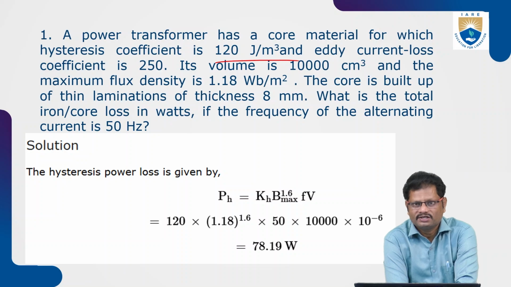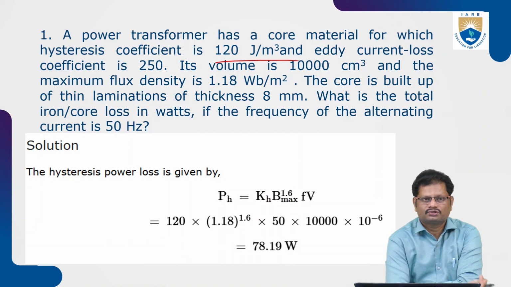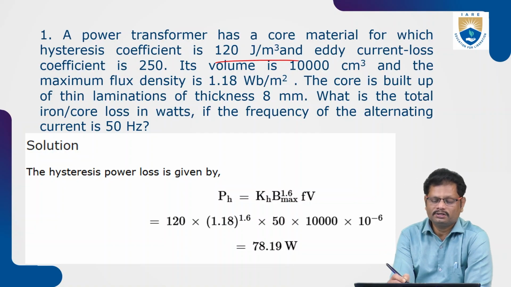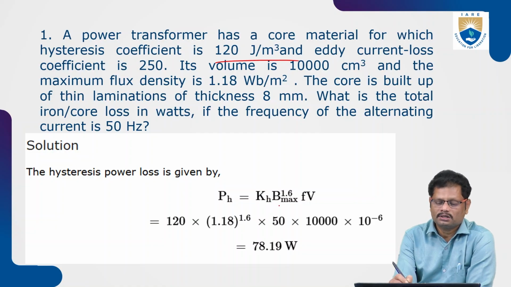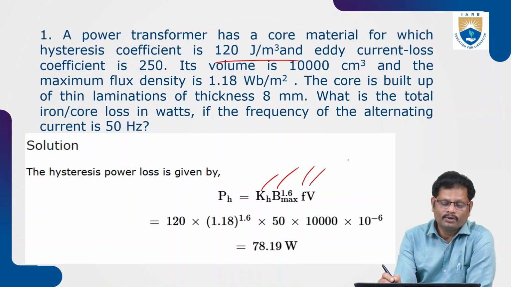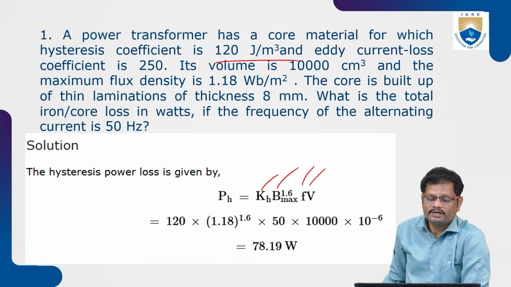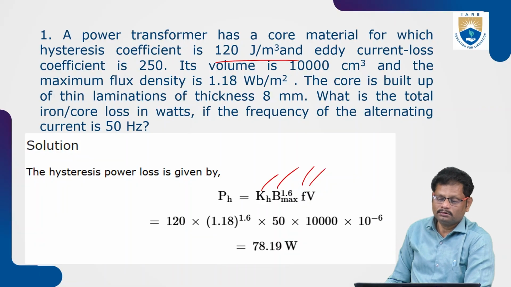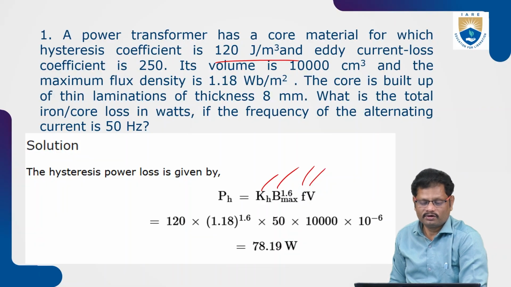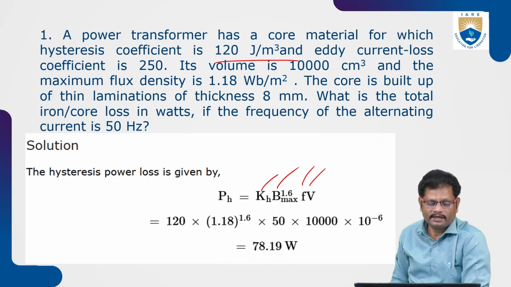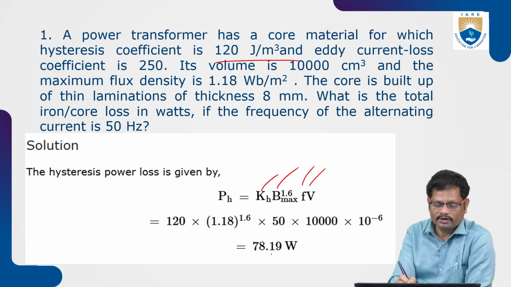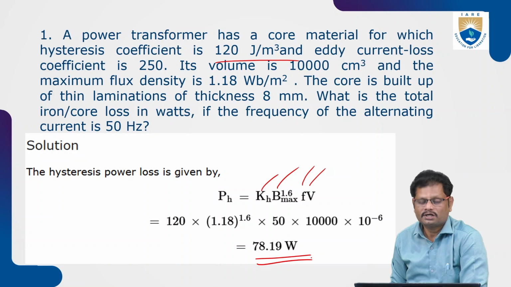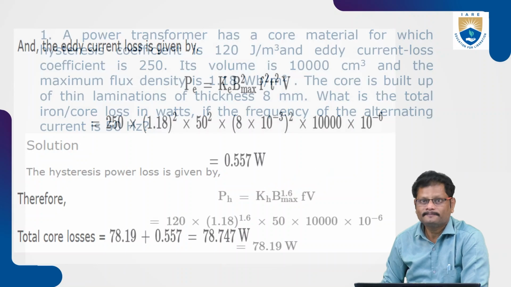So, given frequency is 50 Hz here, and the hysteresis constant is given as 120 joules per meter cube. If we substitute all these values, we can calculate the hysteresis losses. KH is given, Bmax power is also given, frequency is given, and the volume is 10,000 cubic centimeters. If you convert all these into CGS quantities, we can get the value for hysteresis losses as 78.19 watts.